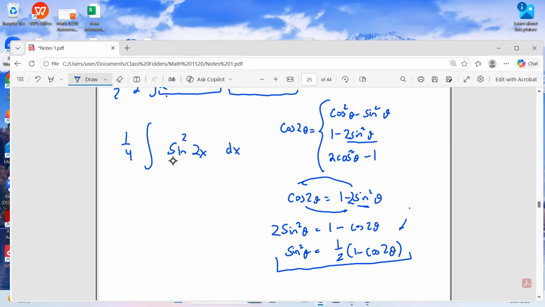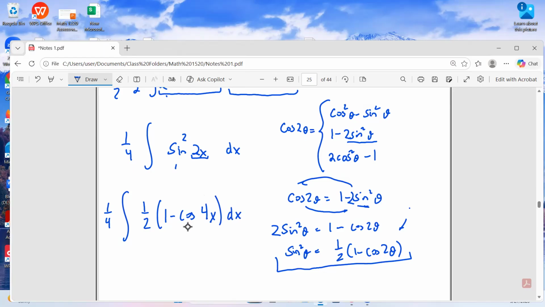Oh, looky here. We have a sine squared of 2 thetas, 2 x's. We're going to have to double that. So what we're going to do is break this down, and we're going to say we have 1/4 integral of, what was sine squared of theta equal to? It was equal to 1/2 times 1 minus cosine of 2 times this angle here. So it's going to be of 4x.